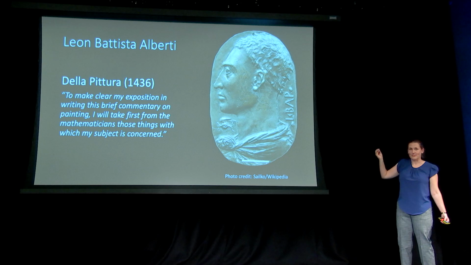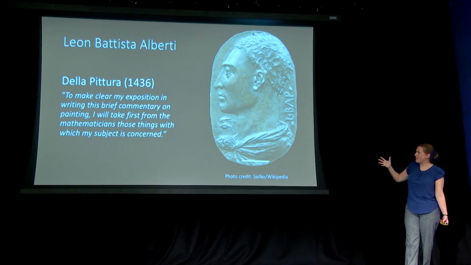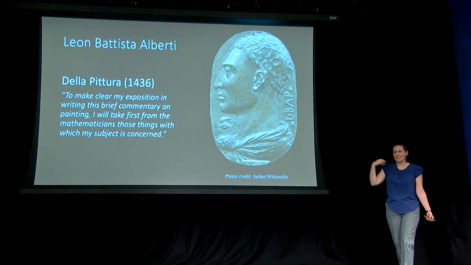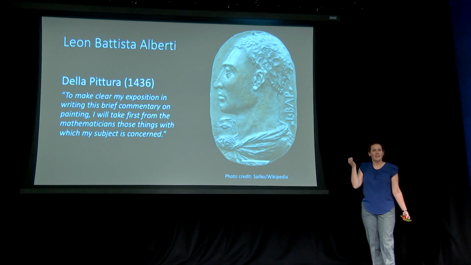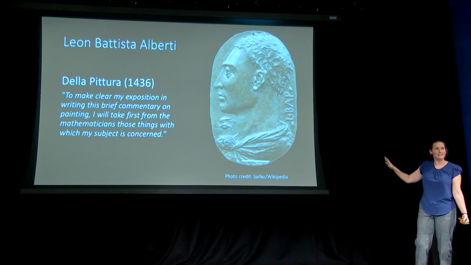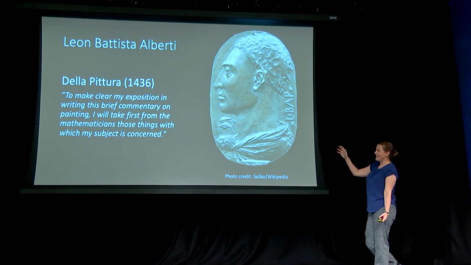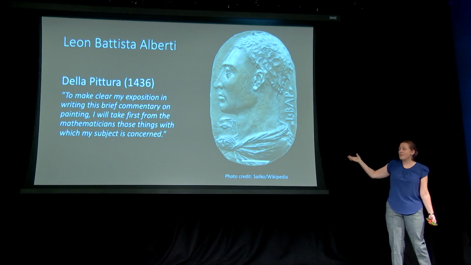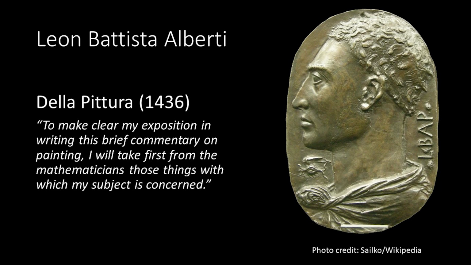And he was a very interesting guy. He wrote a lot about various different fields of study, architecture, painting, and he was very up on the link between mathematics and these other subjects. Mathematics is important for everything. He says, in this commentary which he dedicated to Brunelleschi, I'm going to tell you first the things that come from mathematics. They're the best things, of course.